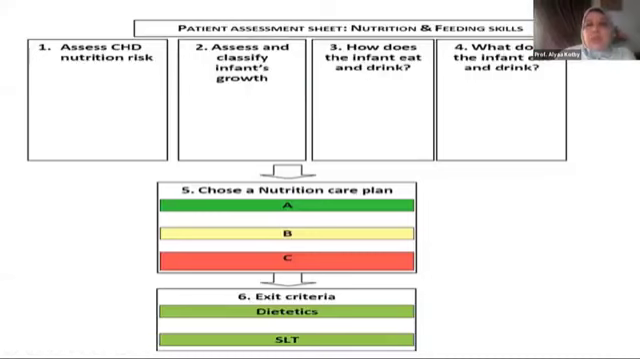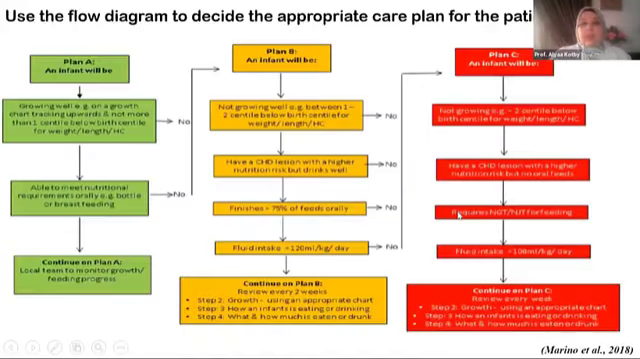This is a nutritional plan in which we classify the congenital heart disease risk that we mentioned before, and then again, we're going to tailor it for each patient. We know what is the risk in each particular patient, and assess and classify the infant's growth. Where is he standing as regards his growth? How does he eat and drink? And what does he eat and drink? And then you choose a nutritional plan, plan A, plan B, or plan C. In plan A, the baby is okay. He's in his normal centile. So we're going to feed him as he's being fed as a regular baby, and you're going to follow him up regularly.